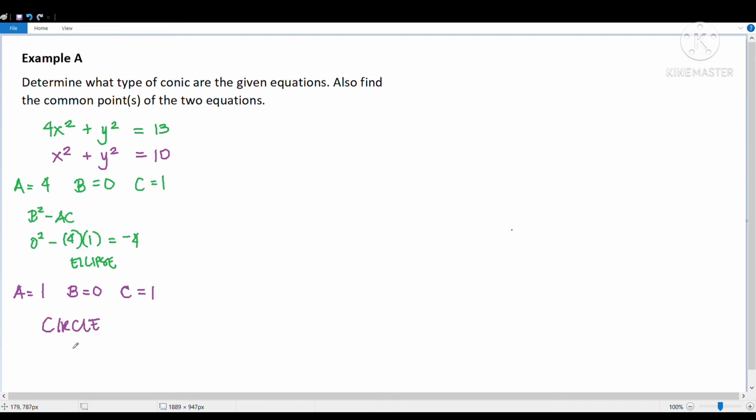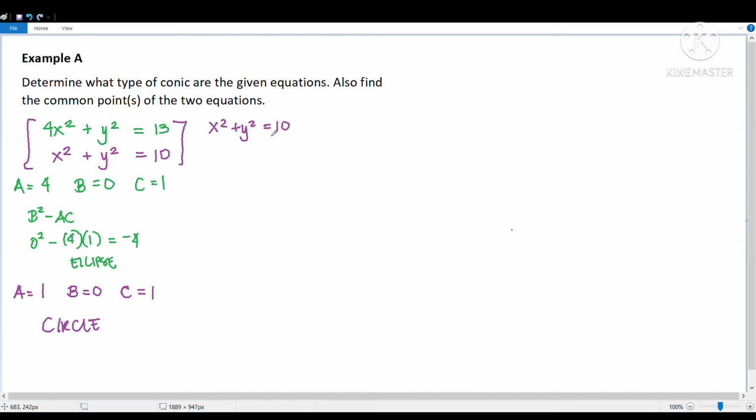Now let's continue by determining the solutions of the nonlinear equations by substitution. First thing to do is to solve for one of the variables in one of the two equations. I think based on these two equations, the best equation to solve for a variable is the second equation, or the violet equation. So let's use this equation, x squared plus y squared is equal to 10, to solve for x or y.